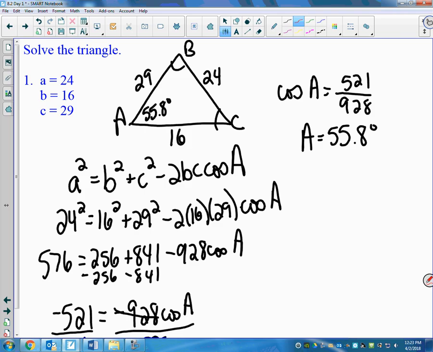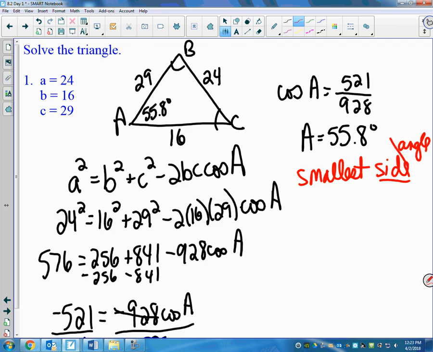Because if it's an obtuse angle, the obtuse angle will always be across the biggest side, and we'll talk about that more in class. But so always solve for the smallest side next, okay? So I'm going to write that here. Smallest side. Smallest angle.